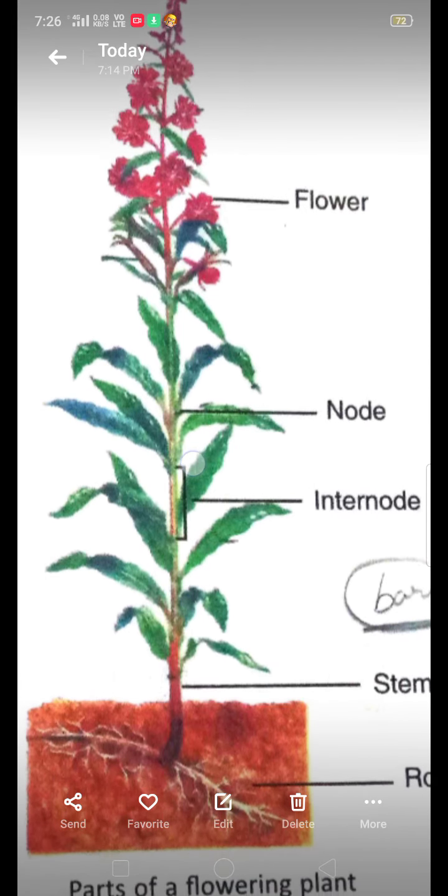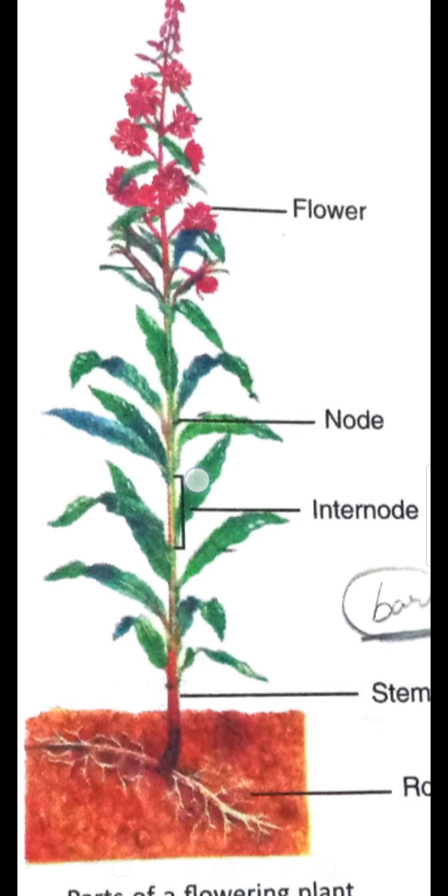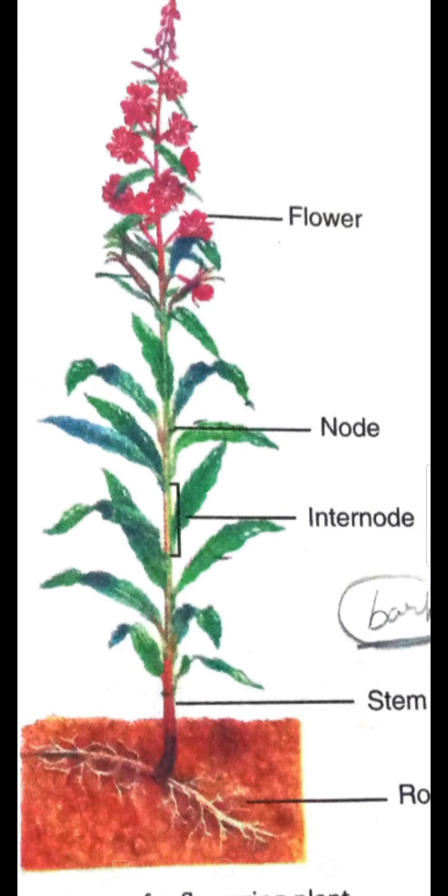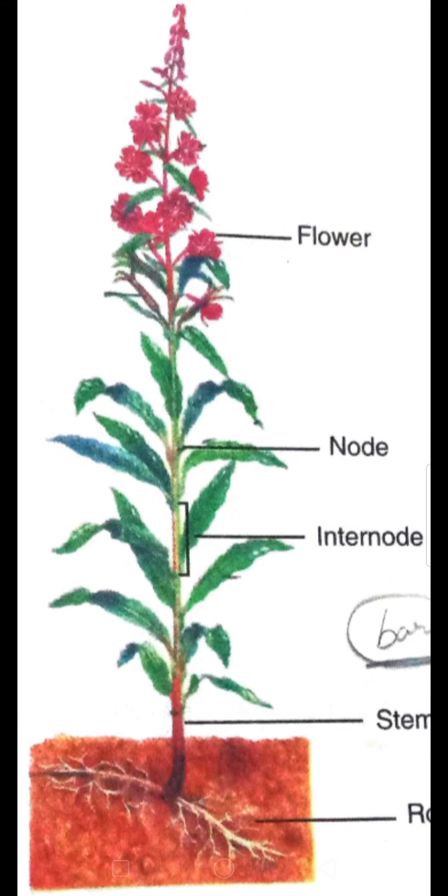And the difference between the two nodes is known as internode. So in stem we have studied this node. Node is the part of plant from which leaf occurs, and the difference between the two nodes is known as internode. And in big trees you can see the stem is very strong.